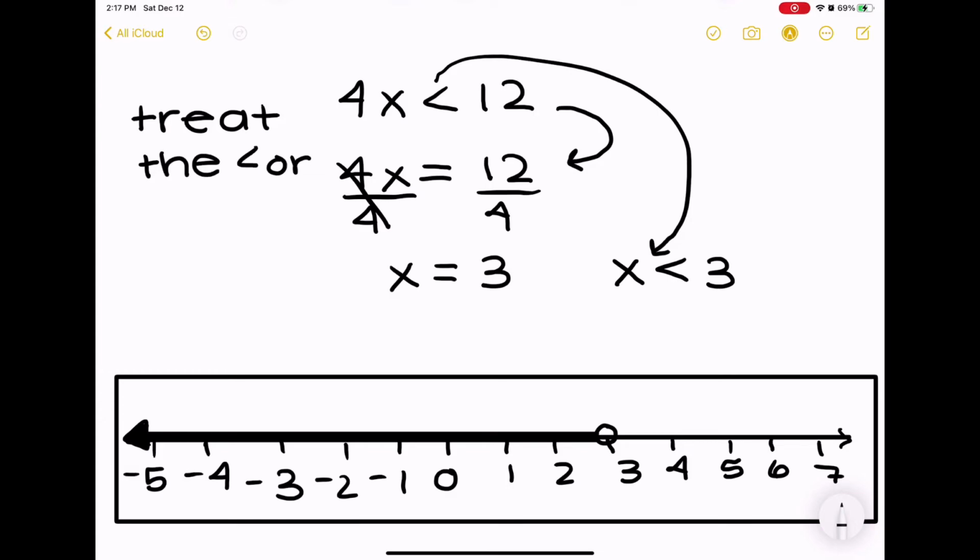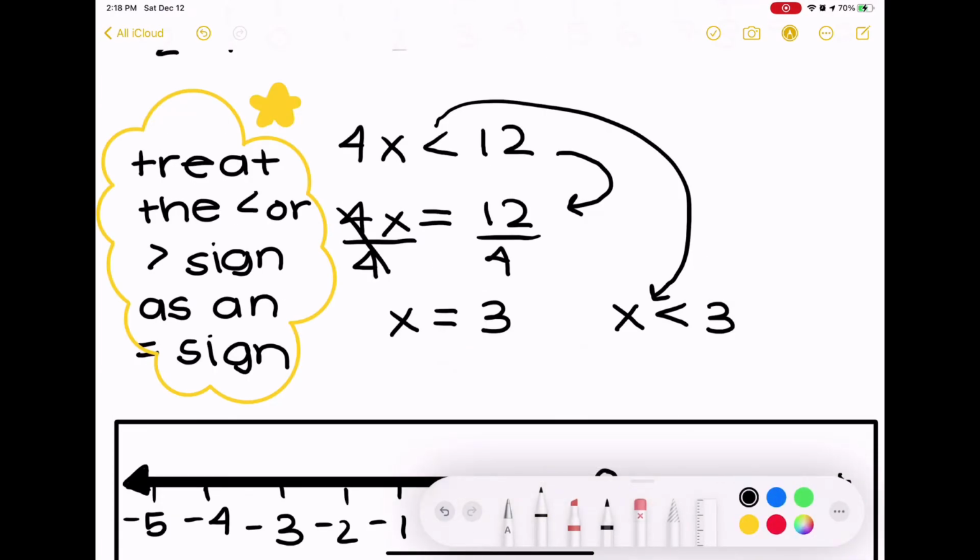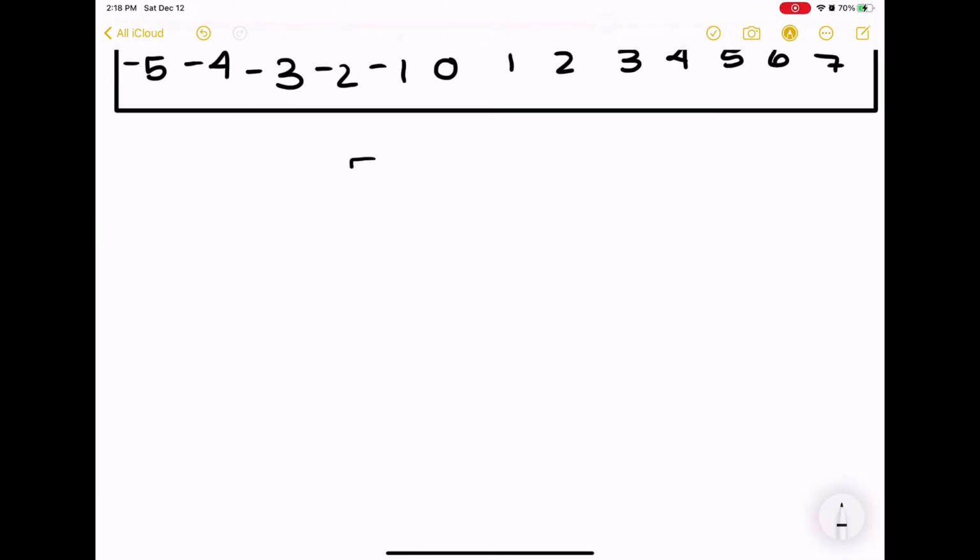And you're just treating the less than or equal sign or less than or greater than sign as an equal sign, but then you must replace it again. And if you flip the numbers, then you have to flip the sign as well.